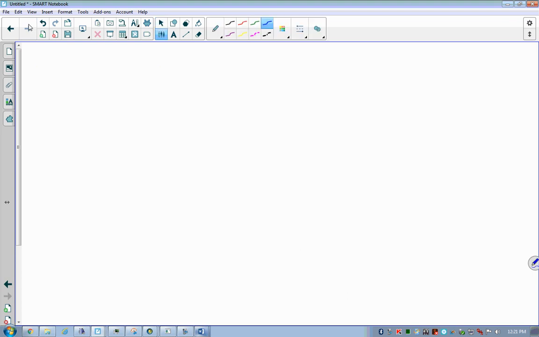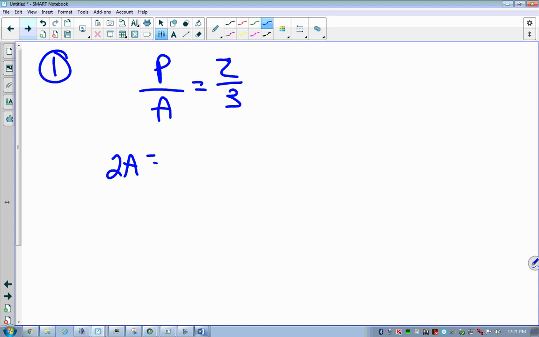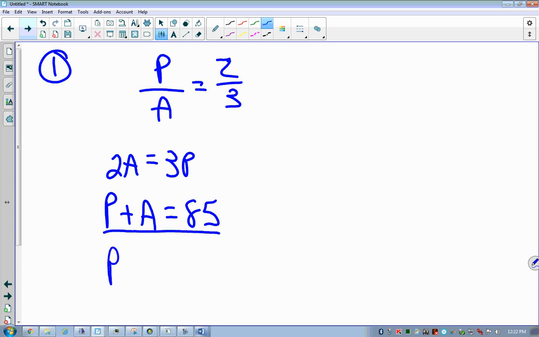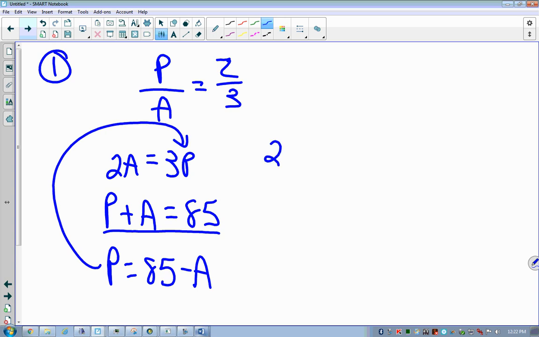Let's do number 1. Number 1, the ratio of priests to acolytes. Priests to acolytes is 2 to 3. So 2a equals 3p. If their combined total was 85, meaning priests plus acolytes equals 85. Okay, the question is how many were acolytes? So if we want to do that, we're going to take this equation here and actually solve it for p. So p equals 85 minus a. And what we're going to do is we're going to take this and substitute it in right there. So we say 2a equals 3 times 85 minus a.